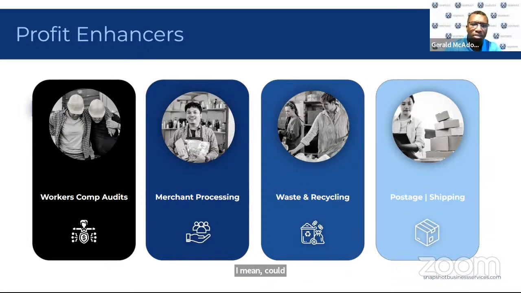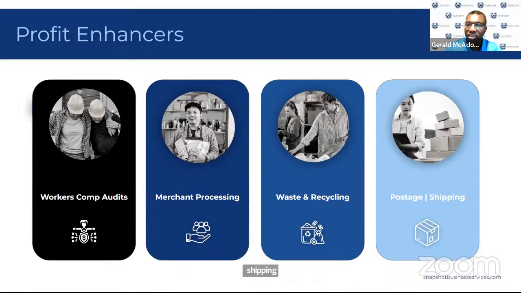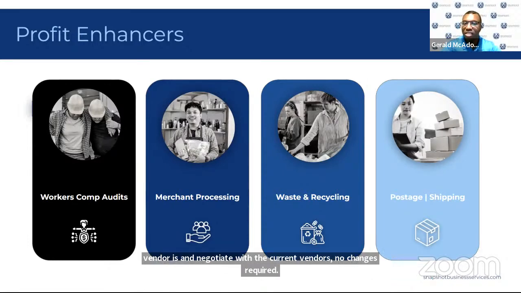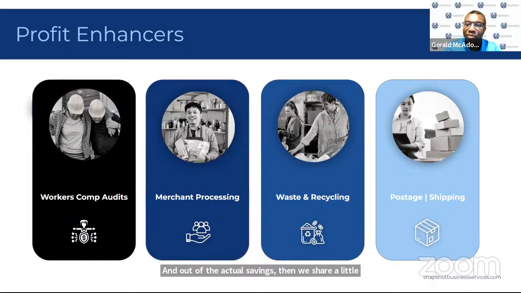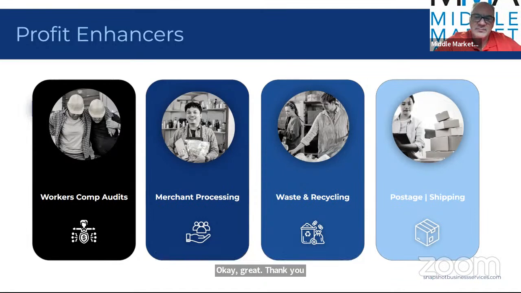Well, think of all companies that ship by UPS or FedEx. There are a lot of overcharges and inaccuracies in that space. So we go back, working with whoever their current vendor is and negotiate with their current vendor, no changes required. And out of the actual savings, then we share a little bit in the benefit with the client. No benefit, they don't owe us anything. Okay, great. Thank you. But again, third-party audit.